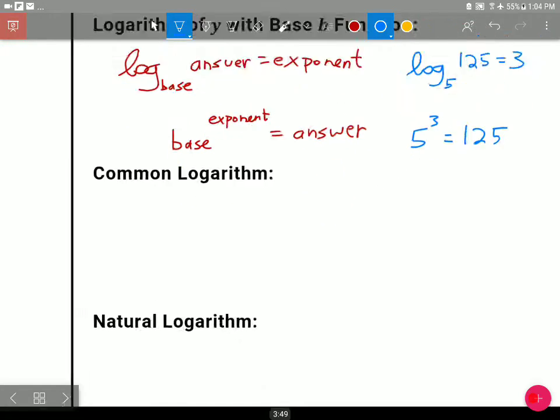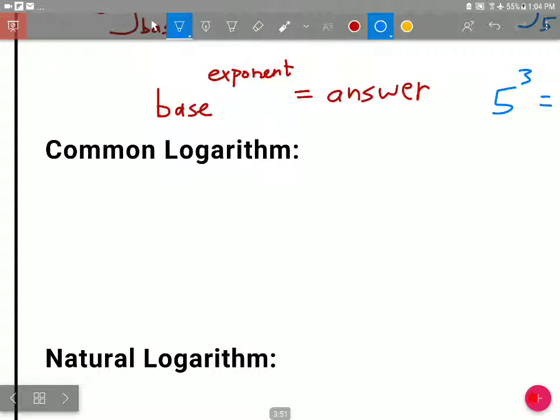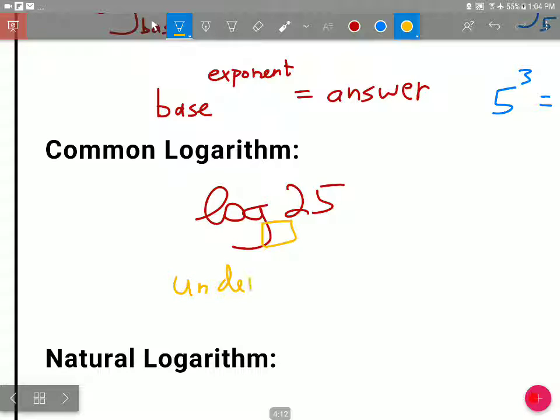There's a few other things. A common log. Every so often we'll have a log without a base. So let's say a log of 25. Do you see a little base number? No. Does anybody know what that little number is? It is an understood 10.